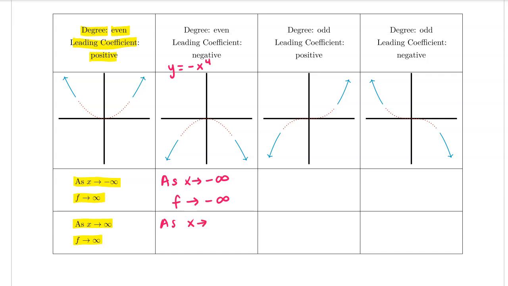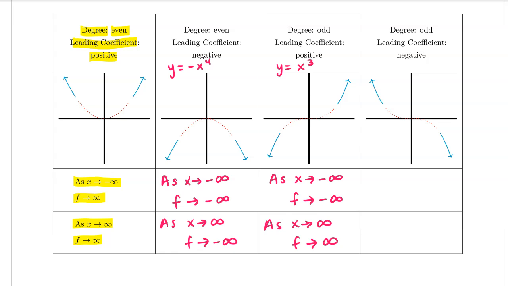As x approaches positive infinity, f would approach negative infinity. So in our next case, if the degree is odd and the leading coefficient is positive, an example of that would be something like y equals x cubed, which we saw in the previous example. Then we would say as x approaches negative infinity, f approaches negative infinity. As x approaches positive infinity, f approaches positive infinity.